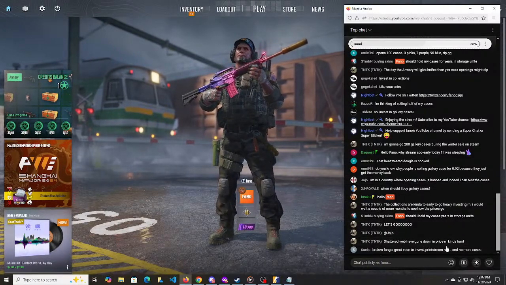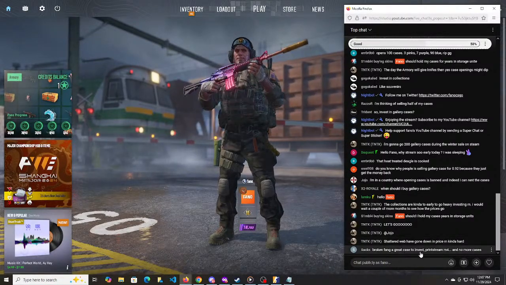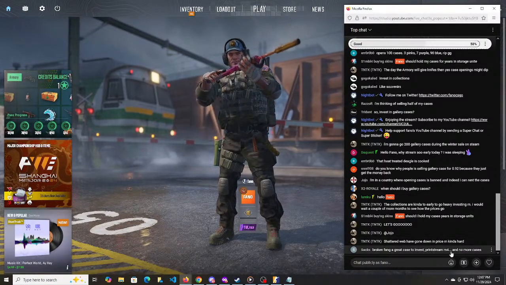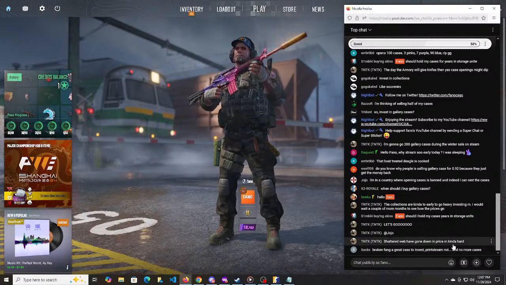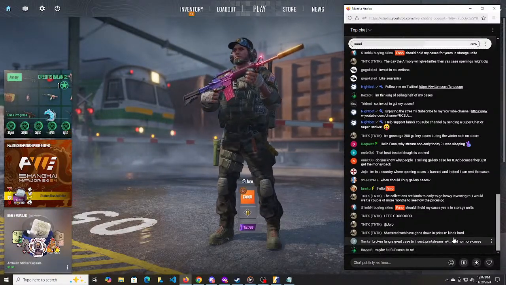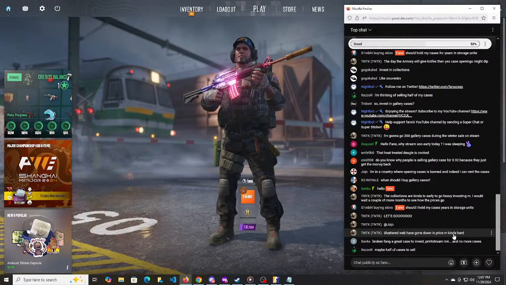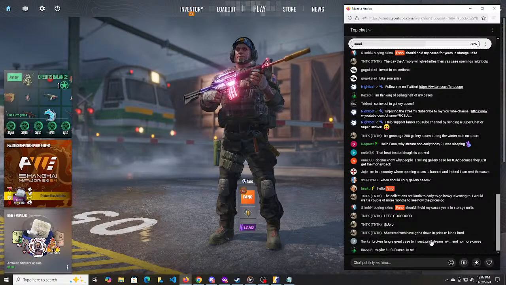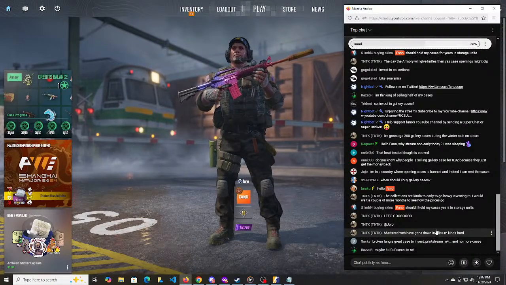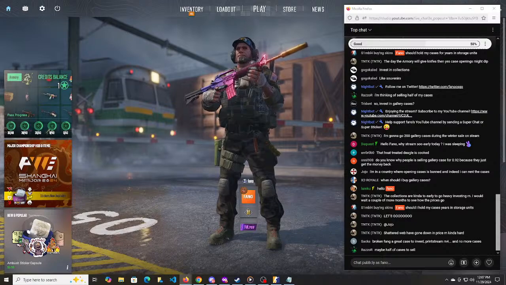Shattered Webs have gone down in price kind of hard right now. Yeah. Broken Fang is a great case to invest in because of Prisma and no more cases. That's another thing. No more Broken Fangs. No more Shattered Webs are ever going to be added. They don't drop anymore, so the supply could in theory go to 0 at some point. Yeah, there you go. So keep that in mind, guys. All things to keep in mind.